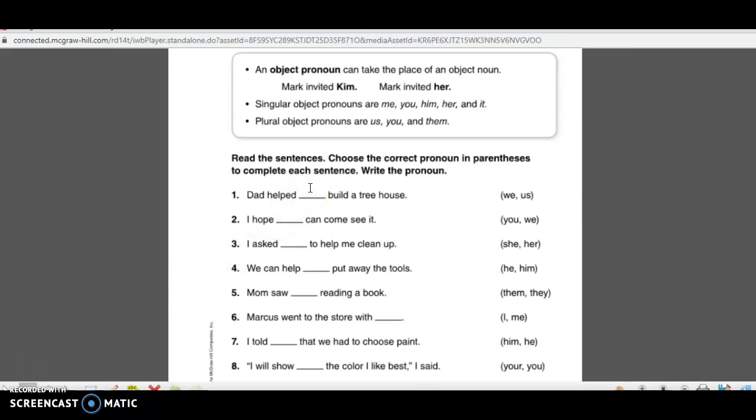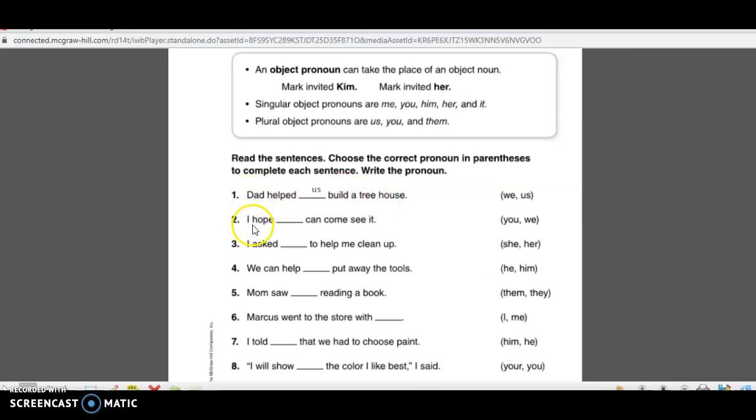Let's see if I can type that in up here. Oh, make it a little bit higher. Okay. So if we read this sentence, Dad helped us build a tree house. We're making the pronoun in the object noun us. Okay? So this time we're replacing in the predicate, not our subject.